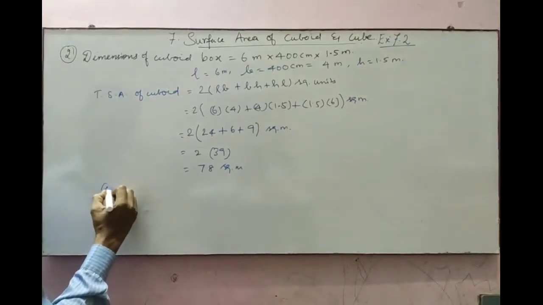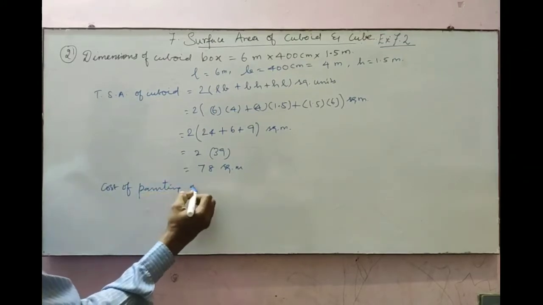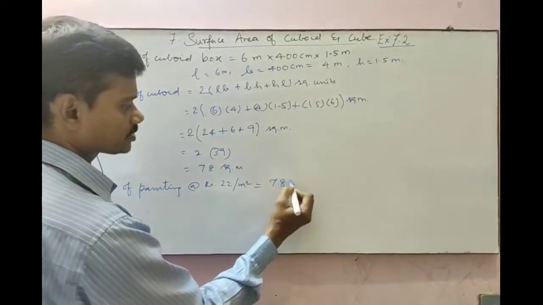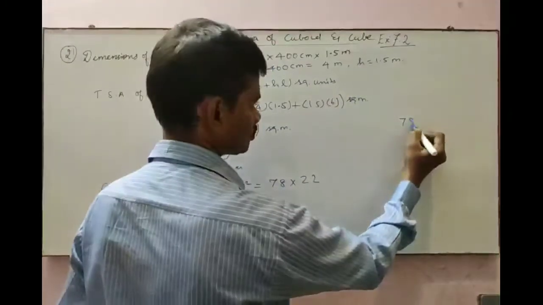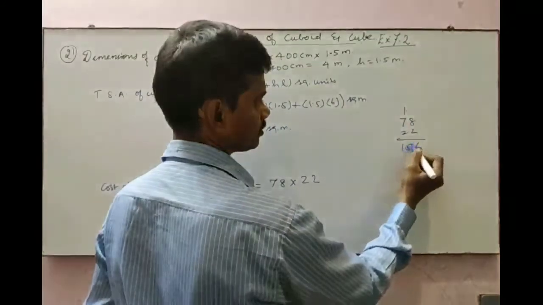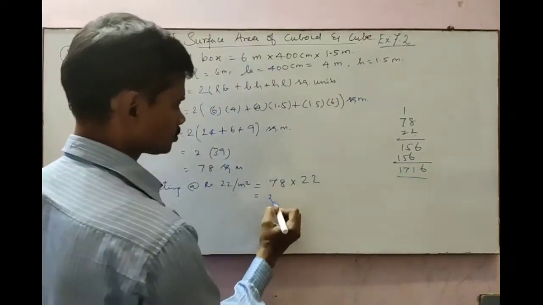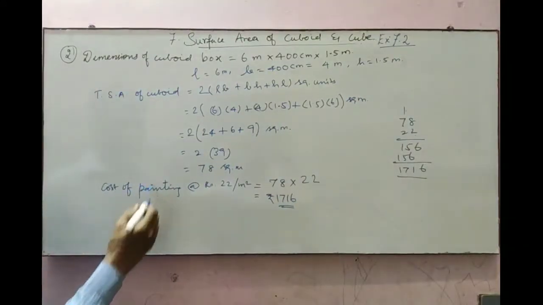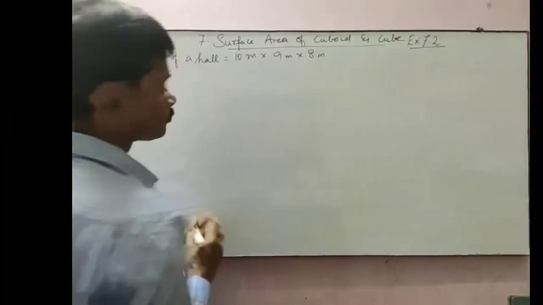Next we are going to find the cost. So the cost of painting at the rate of rupees 22 per meter square is equal to 78 square meter into 22 rupees. So 78 into 22, 2 8s are 16, 2 7s are 14 plus 1, 15, again 156. If you add this, you will get 1716. So the rupees 1716 is the total cost for painting the entire box.